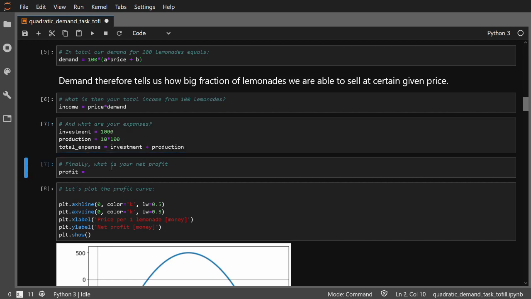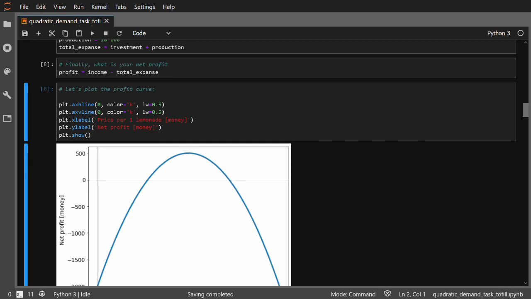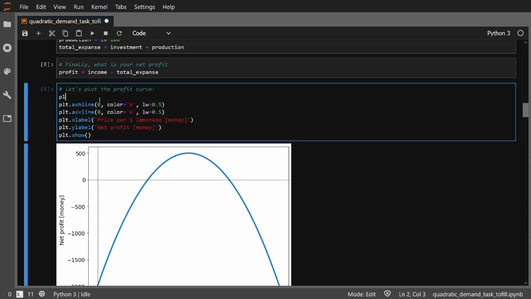And now the profit. The profit is what comes in, what comes out. So that's income minus total expense. Now let's plot our profit curve. So we are going to use plt and the function plot, which takes the x values, which was price, and we want to plot our profits. So profit, and we can also label it, let's say, profit.